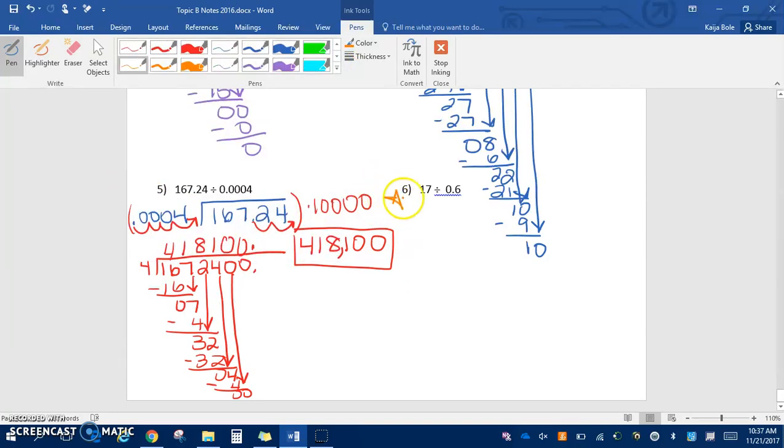Alright, for this last one, number 6, I want you to try on your own. I will tell you that you should get a repeating decimal as your answer, and we will go over it in class.